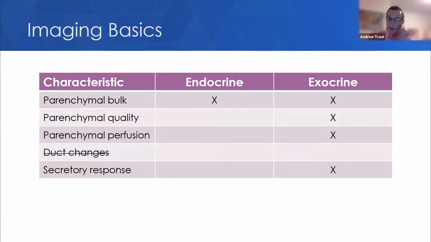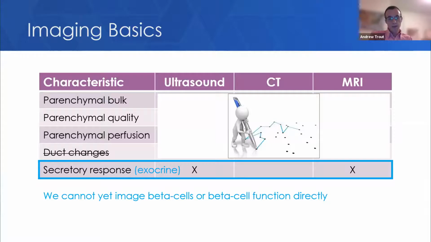Duct changes, other than frank obstruction of the duct, as mentioned in the prior talk, haven't really been linked to parenchymal function to any significant degree. And then secretory response has also been linked to exocrine function. So if we think about these different characteristics and what they allow us to assess with the pancreas, when we're looking for direct assessment, in other words, a direct link between what we're seeing on imaging and function, really the only one of these measures that gets to that is secretory response, and that's getting at exocrine function.